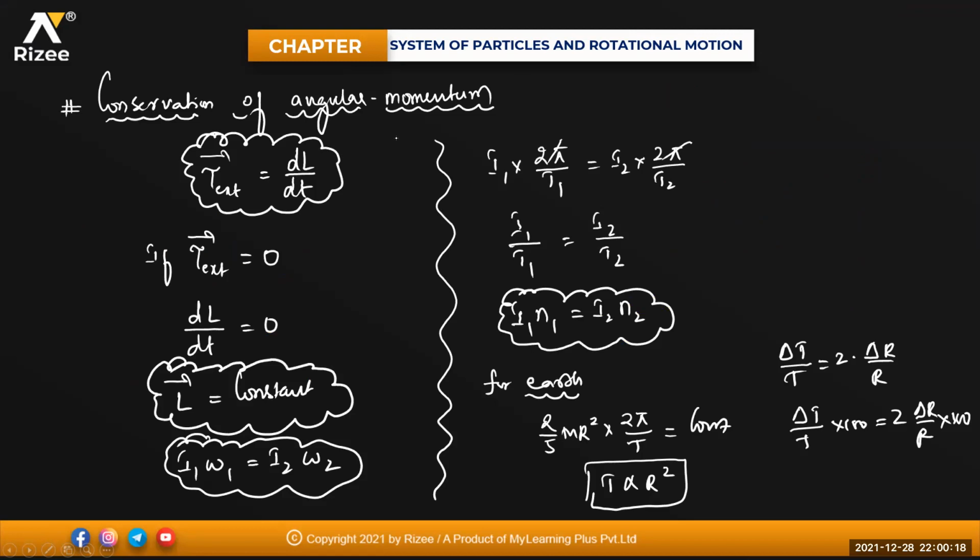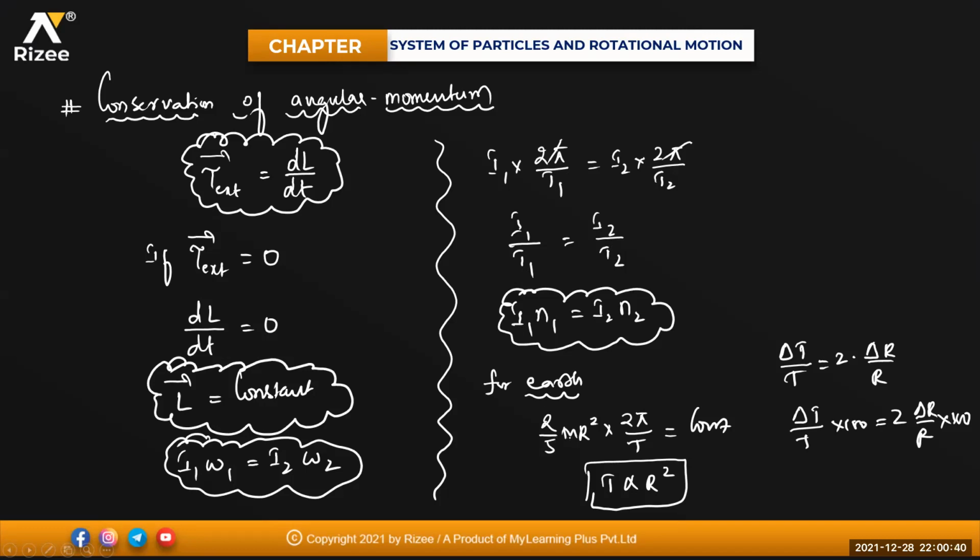Next, conservation of angular momentum. Angular momentum is conserved if the net external torque acting on the system is 0. That is, I1 omega 1 equals I2 omega 2. If I write omega in terms of time period, 2 pi by T, the 2 pi gets cancelled, so I1 by T1 equals I2 by T2. And 1 by T is the frequency, so I1 n1 equals I2 n2.